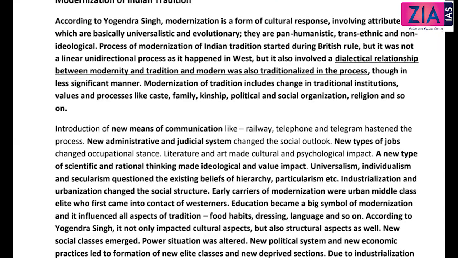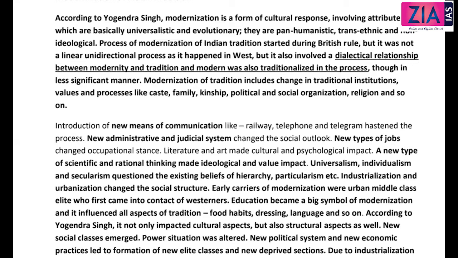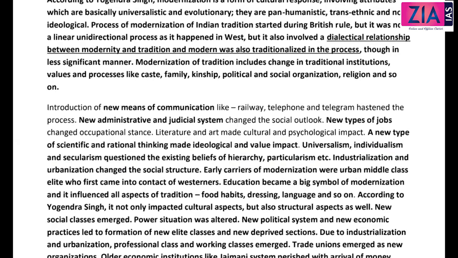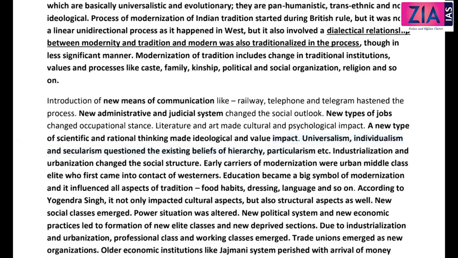Okay guys, so according to Yogendra Singh, modernization is a form of cultural response involving attributes which are basically universalistic and evolutionary. They are pan-humanistic across individuals, trans-ethnic, that means across the different groups, and non-ideological. The process of modernization of Indian tradition started during British rule. Okay, but it was not a linear unidirectional process as it happened in the West. Okay, but it also involved a dialectical relationship between modernity and tradition, and modern was also traditionalized in the process.